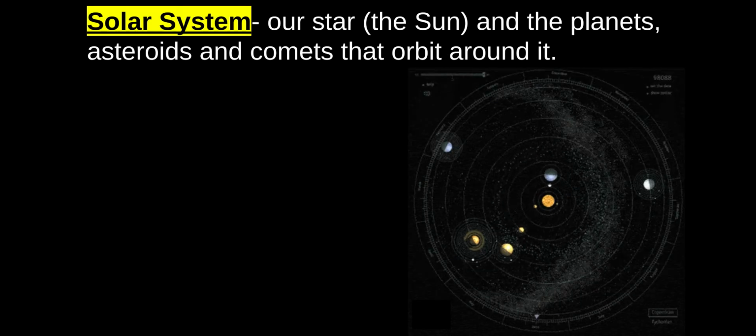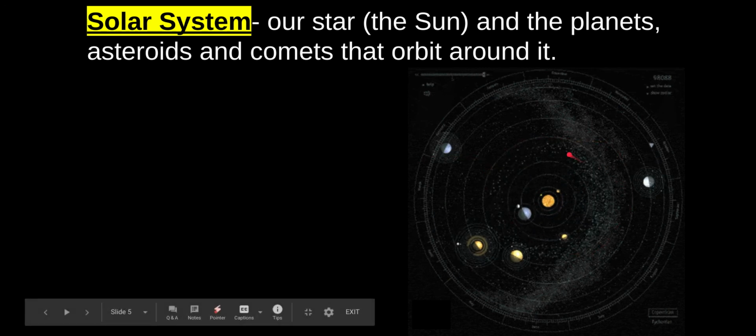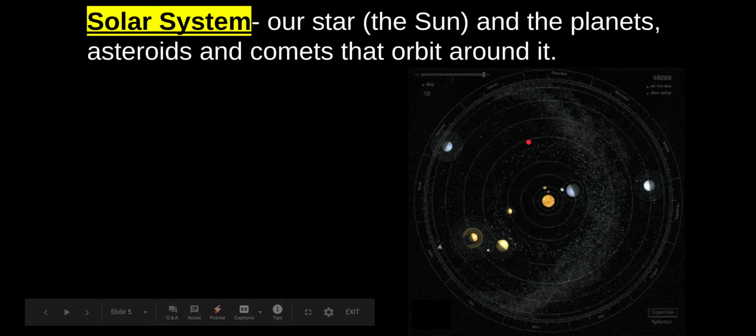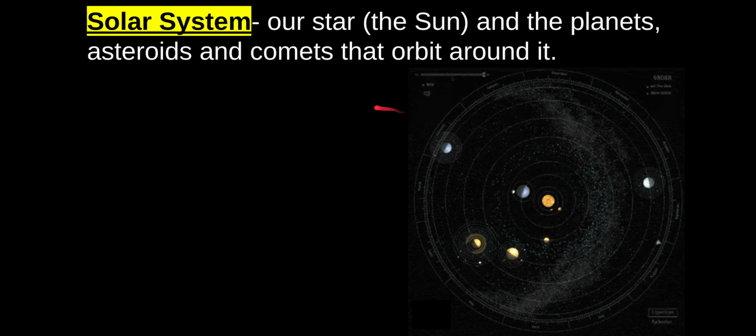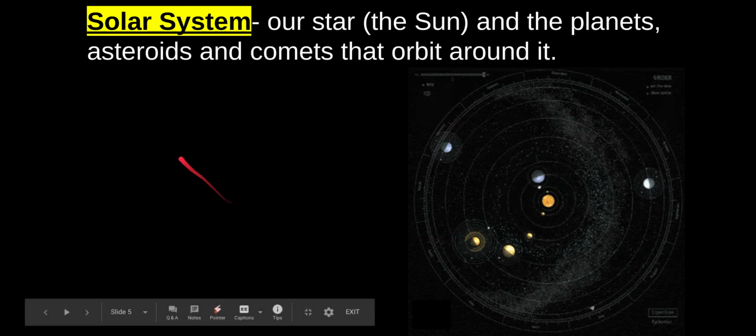But first, let's define the term solar system. The solar system is composed of our star, which we call the sun, and all the planets, which we're going to name and list today and talk about, and then also the asteroids, which we can kind of see faintly here, okay, in a belt between Mars and Jupiter, and then also comets, which are sometimes really, really far away, and then we'll loop in past our planets and then go back out around the sun.